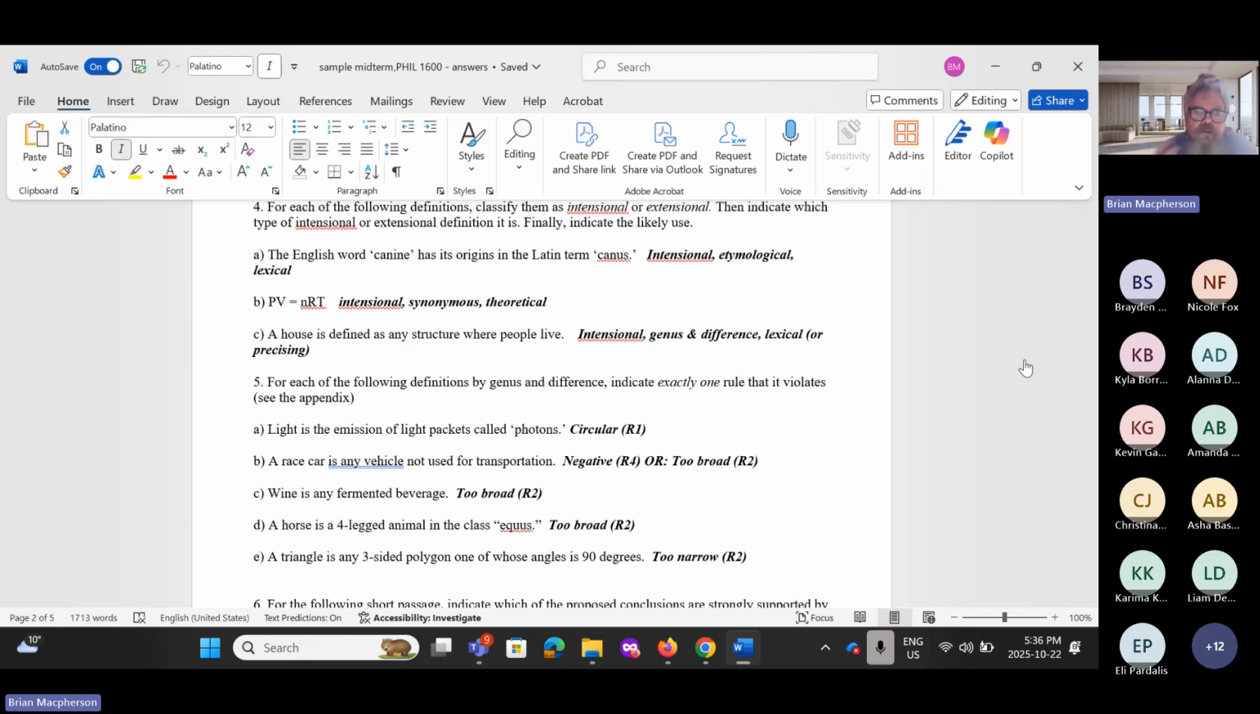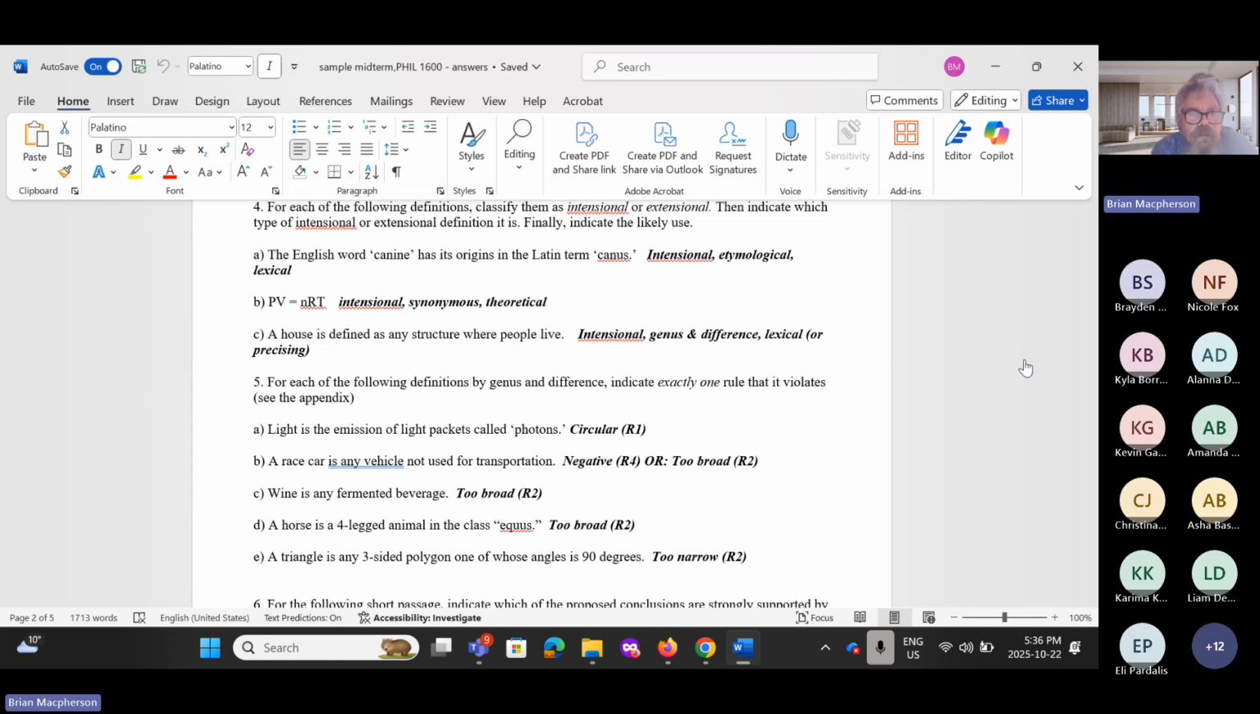So if you look at a dictionary, like an old-fashioned dictionary like Webster's or the Oxford Dictionary, whatever it might be, basically they will always have the etymology of the term before they give you the actual definition.